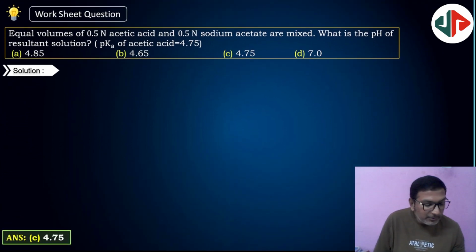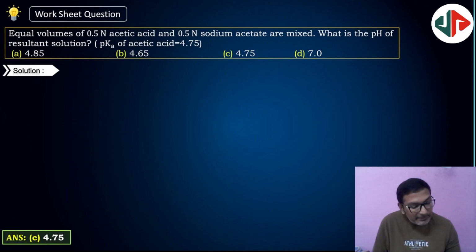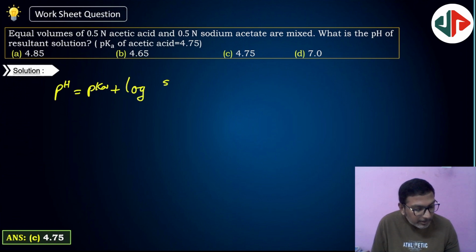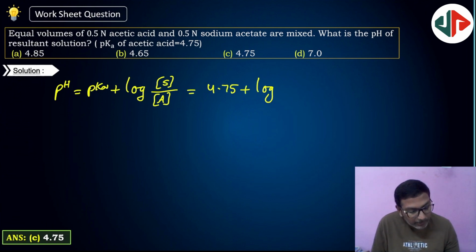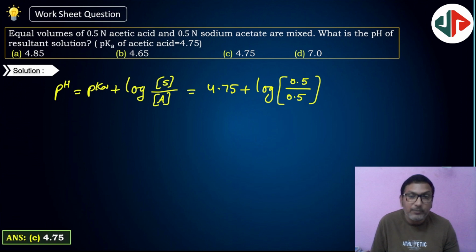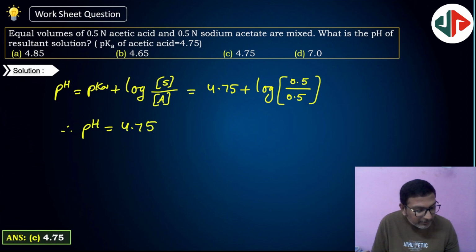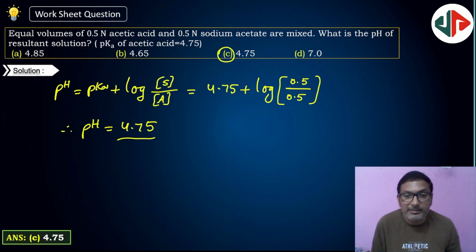Equal volumes of 0.5 normal acetic acid and 0.5 normal sodium acetate are mixed. What is the pH of the resulting solution? So this is the pH of an acidic buffer: pH equals pKa plus log of concentration of salt by concentration of acid. The pKa value 4.75 is given. Log of salt concentration 0.5 by acid concentration 0.5, log 1 is 0. Therefore pH equals 4.75. Option C. Here salt concentration equals acid concentration.